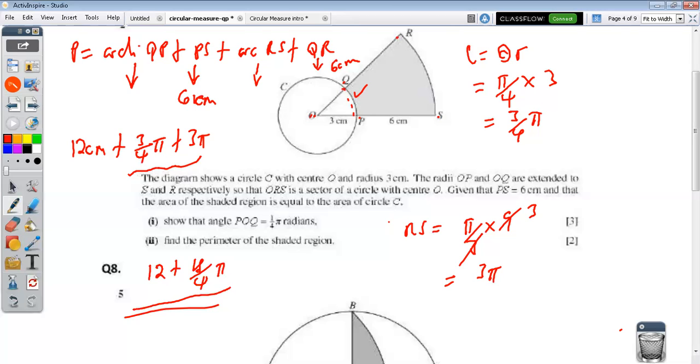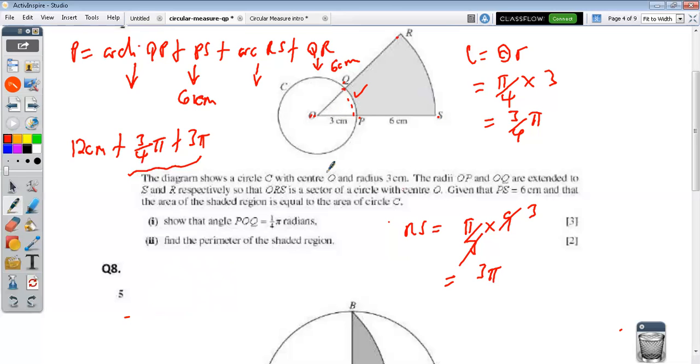Is that clear, guys? On the perimeter, show that the perimeter is equal to that. 6 plus 6, 12. Let's just check something. 3/4 pi, or pi over 4. Oh, I made a mistake. My apologies. I was just checking the marking scheme. Sometimes we also make mistakes. I made a mistake there.